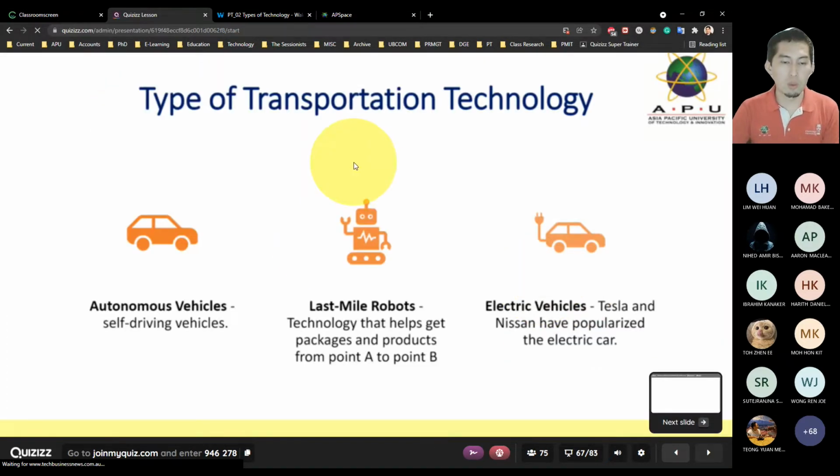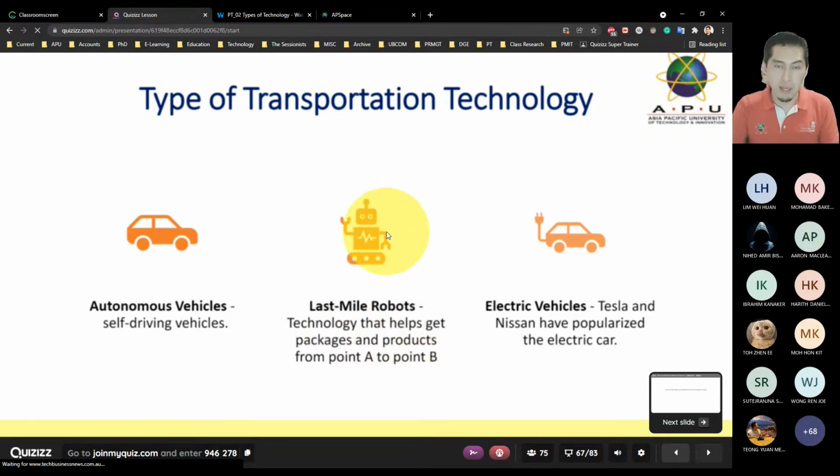Okay, so there are also aspects of obviously autonomous vehicles, which are self-driving, and electric vehicles. Again, these are nothing new. They have been around. But this is one terminology you need to be aware of. It's called last mile robots. So these other vehicles, electric and also autonomous vehicles, their concentration is to transport people, right? But last mile robots are more concerned about transporting packages or products from point A to point B, right?